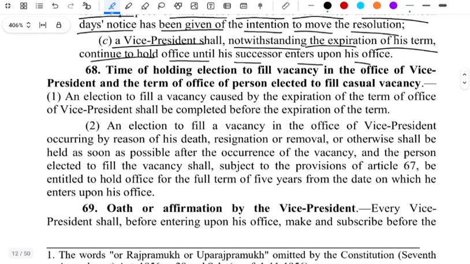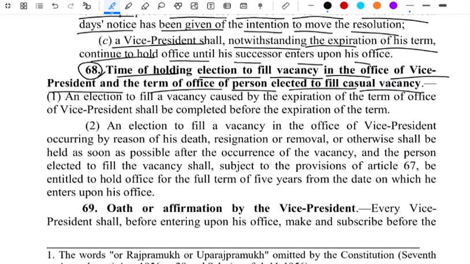Article 68 says the time of holding elections to fill the vacancy in the office of the vice president and the term of the office of the person elected to fill the casual vacancy. So basically, it says that the vacancy by expiration of the term of the office of the vice president shall be completed before the expiration of the term.